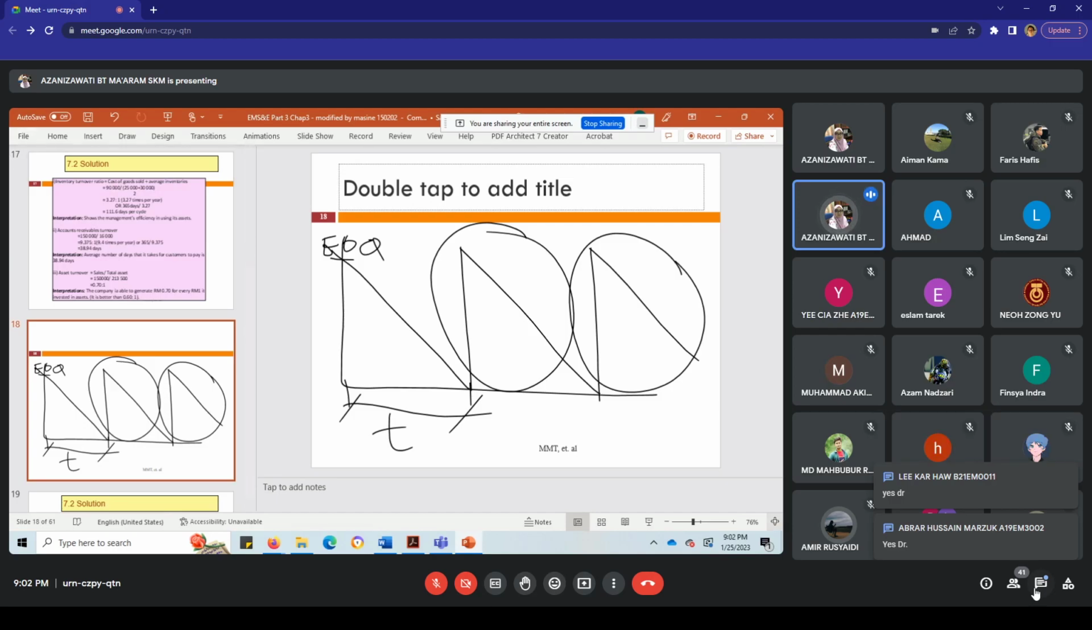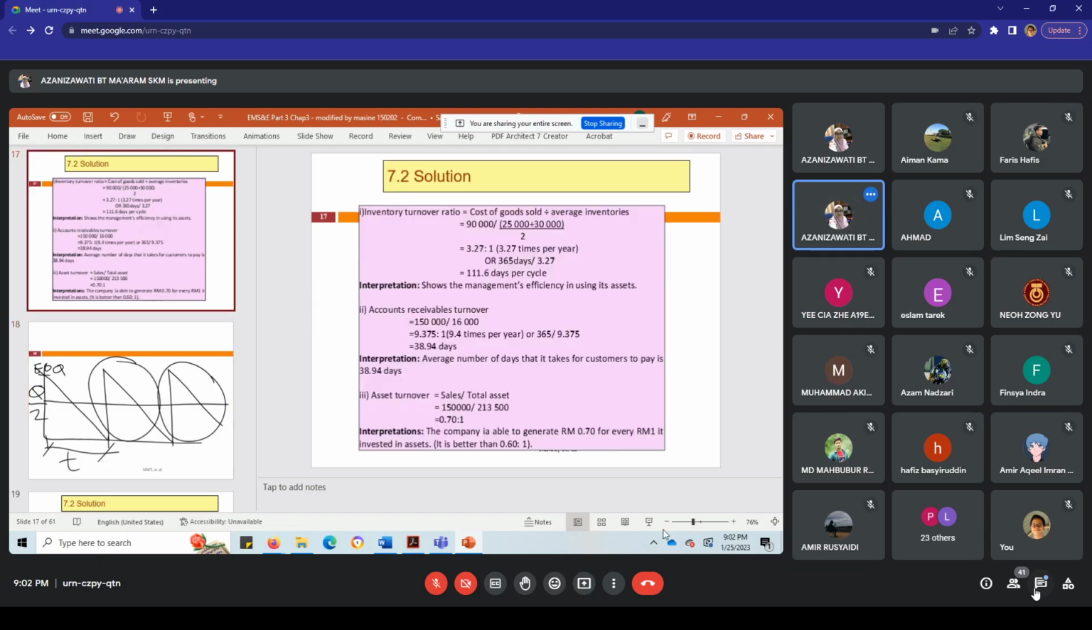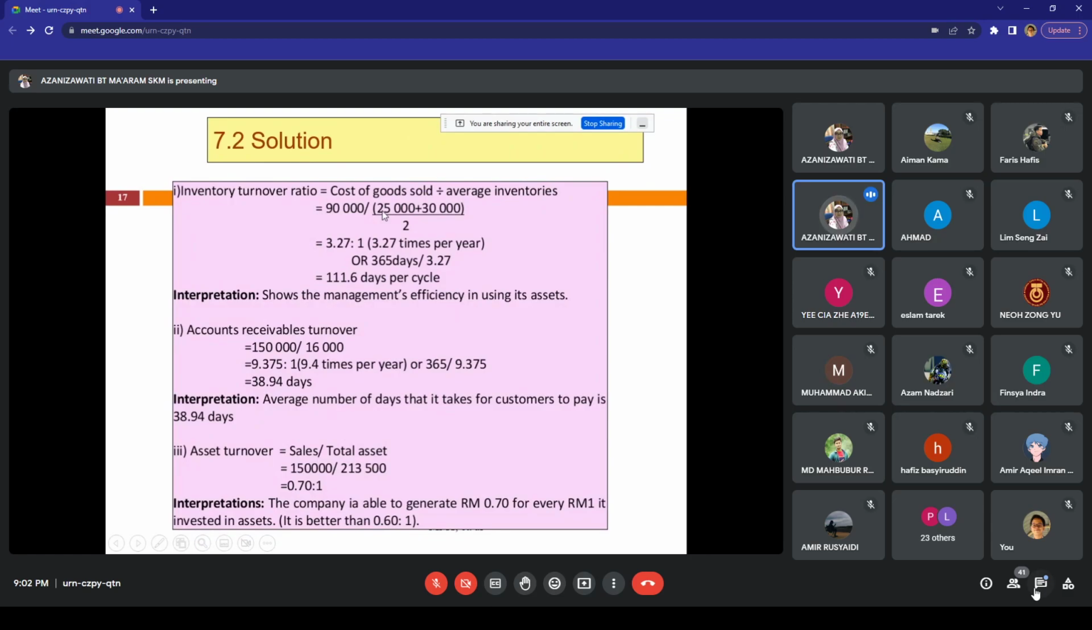Alright, so when you calculate the average of inventory, because this is normally always Q per 2. So this is your inventory. So every cycle you have your inventory. So when you calculate this one, average inventory Q per 2, so whatever comes in and then minus with whatever inventory that you have at the end of the year. So you get the average. So that's why you divide by 2.